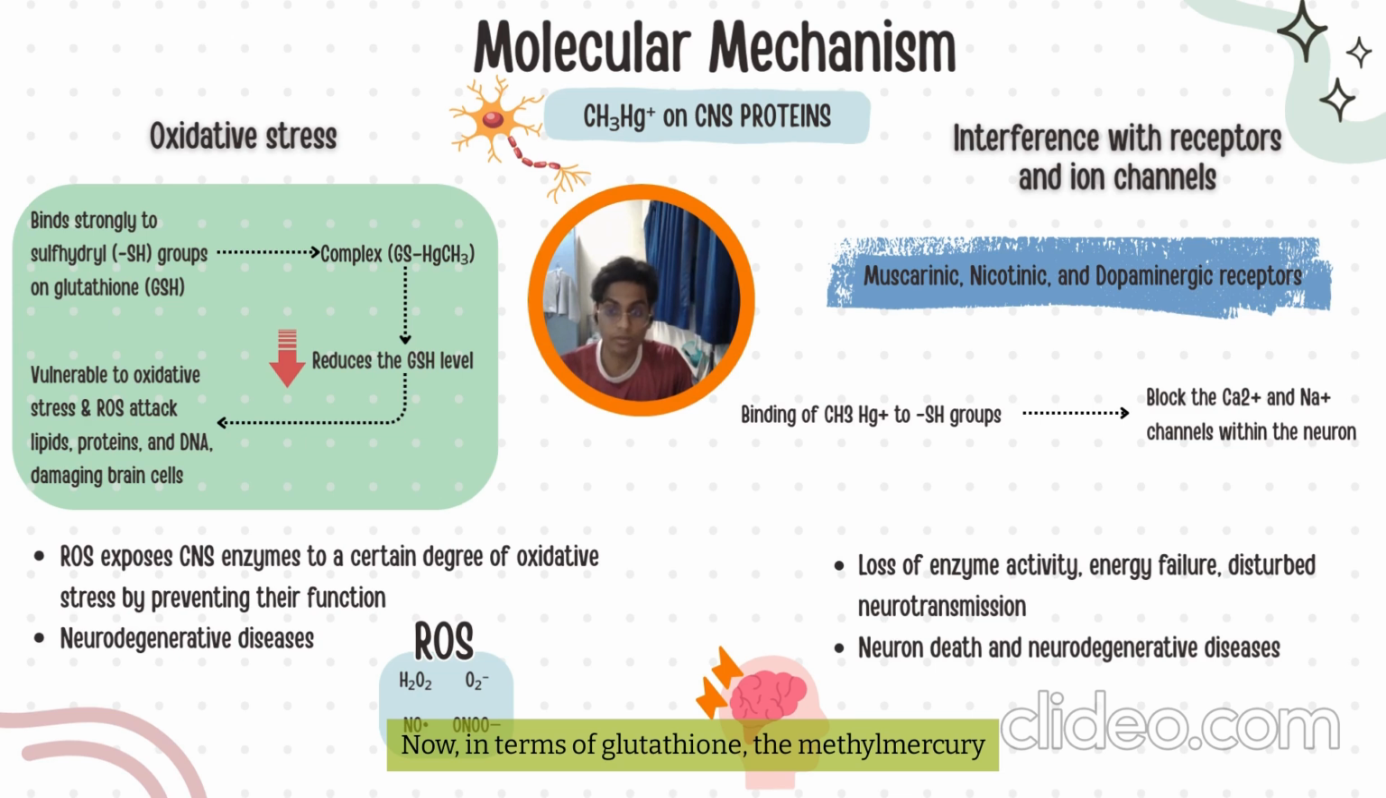Now, in terms of glutathione, the methylmercury binds to the SH and forms a complex, which then reduces the amount of glutathione, thus increasing the oxidative stress in the brain. Next, in terms of the receptors, the binding of the methylmercury to the SH group affects the receptors by blocking the calcium and sodium channels within the neuron. So this causes loss of enzyme activity and it disturbs the neurotransmission, all of which can cause neuron death and neurodegenerative diseases. So now I will pass the next slide to Chilim.